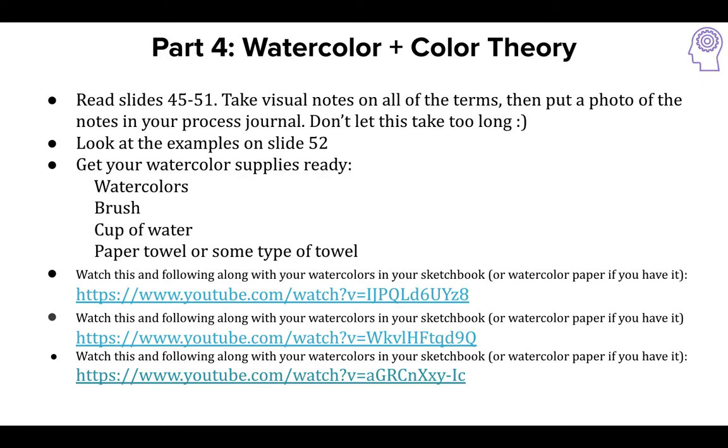You are going to read the following slides, 45 through 51, and take brief visual notes in your sketchbook. Then take a photo of those notes, and you're going to put those in your process journal. When I say visual notes, I mean write down some of the terms and concepts that you learn on slides 45 through 51 and represent them visually in some way. So a web, or maybe just drawings, or write down the definition. It doesn't have to be anything fancy. Don't take too long to think about this, okay? Just take down those notes and get color theory in your mind.